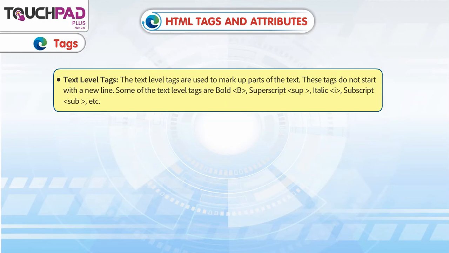Text level tags. The text level tags are used to mark up parts of the text. These tags do not start with a new line. Some of the text level tags are bold, B tag, superscript, SUP tag, italic, I tag, subscript, SUB tag, etc.